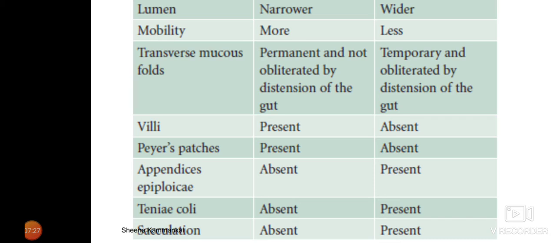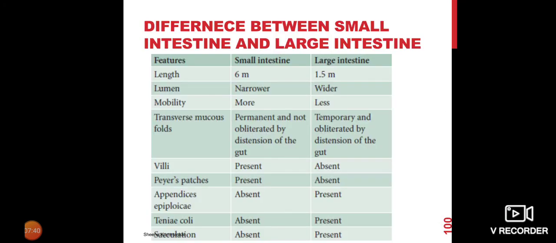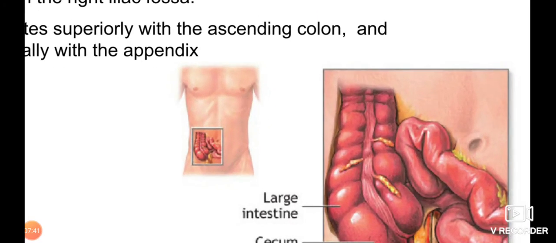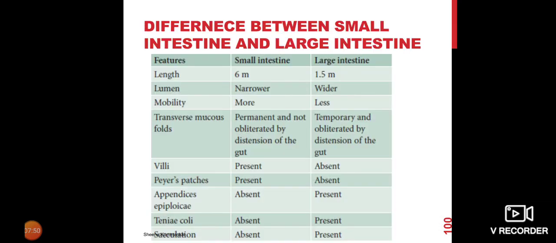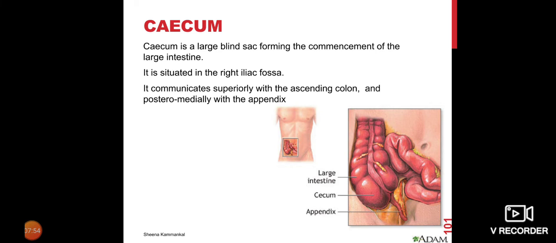Then the sacculations. Sacculations means a sac-like formation of the large intestine. As we have seen in the picture, here you can see these sacculations, which are not present in the small intestine. So these are the differences between the large and small intestine.